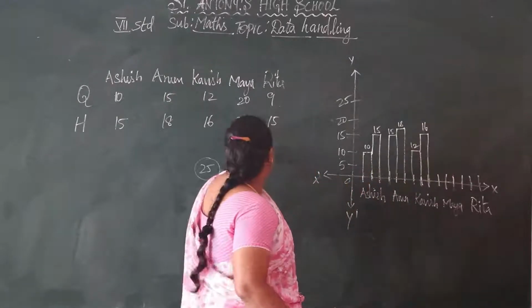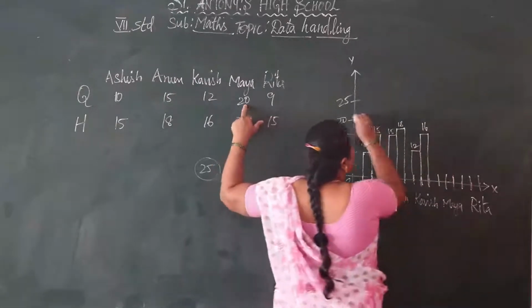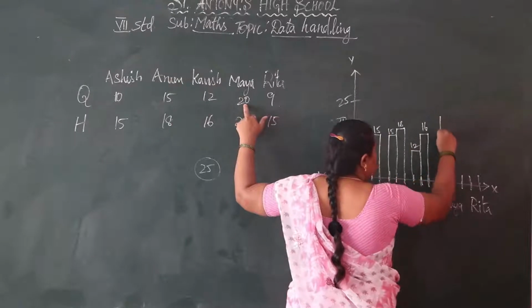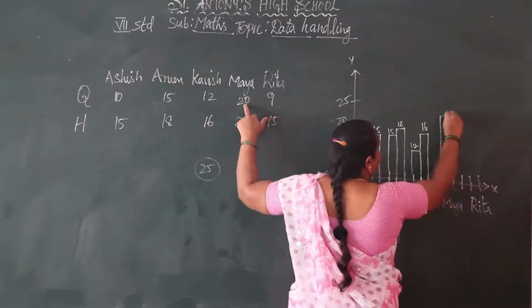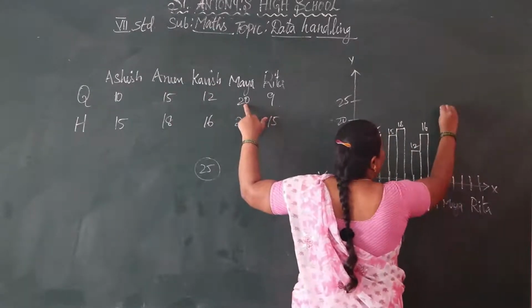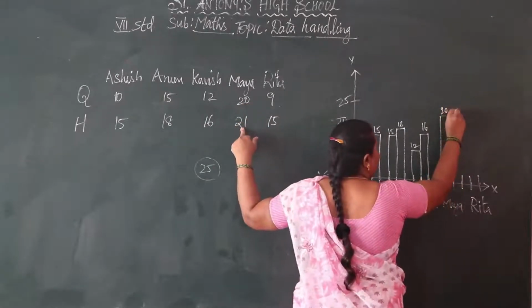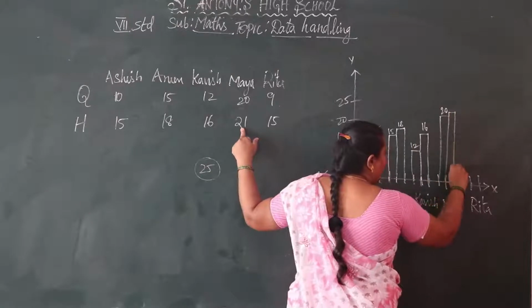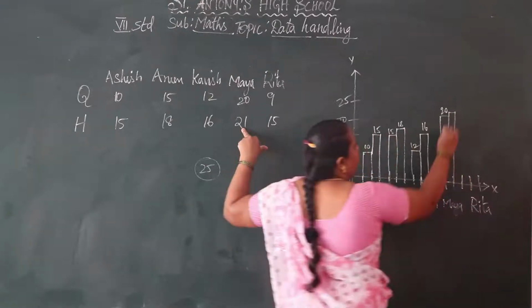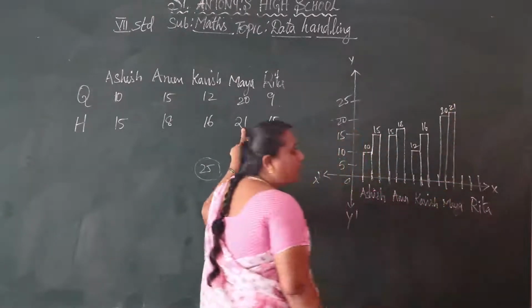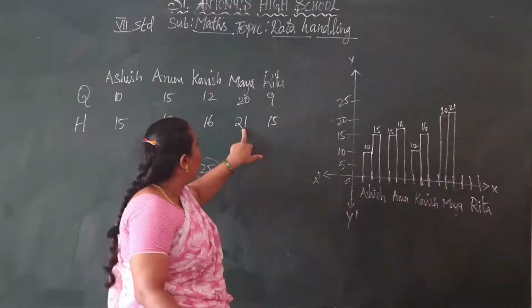And then Maya. Maya scored 20 in quarterly. Okay, and then in half-yearly, how much score? 21. 1 unit is more. 1 line is more. Okay, so this is 21. So Maya also got 1 mark more than quarterly.